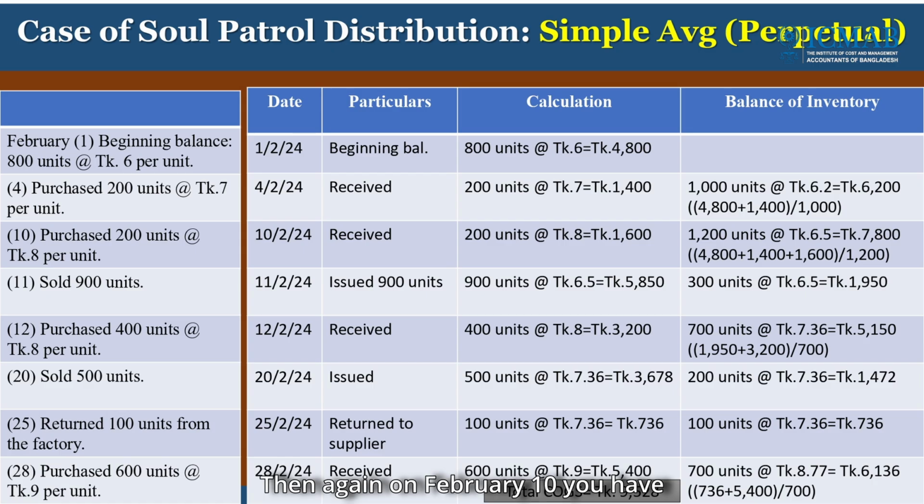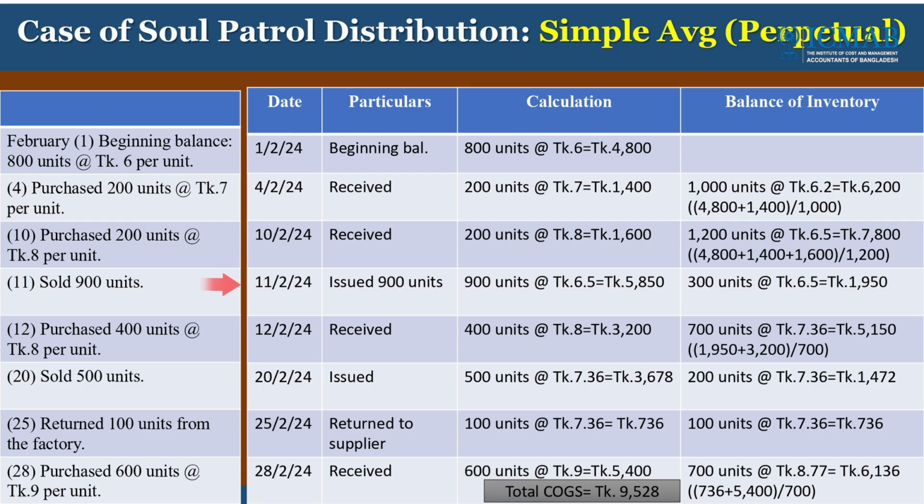Then again on February 10, you have bought another 200 units at taka 8. So your total inventory is 1200, and the total cost of the value of inventory is 7800. So you have to divide this 7800 by 1200, and you will get the value of each inventory is 6.5. So you will determine the value of ending inventory 1200 at taka 6.5, that means total 7800.